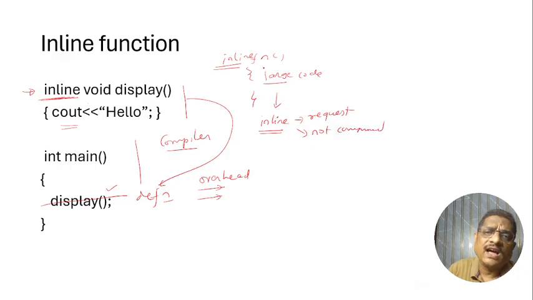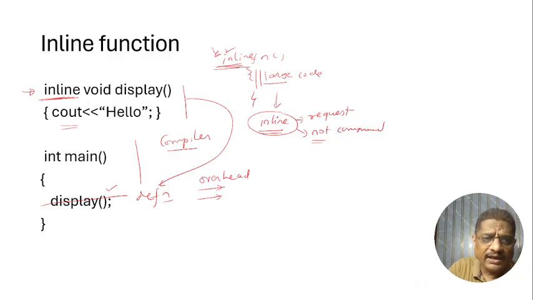Now for this large function, I have made it inline. Now the compiler cleverly decides whether to make it inline or not. So if the code is large, it will ignore your inline and make it non-inline. So that's why inline is simply a request to the compiler. It's not a command. I hope the concept is clear.